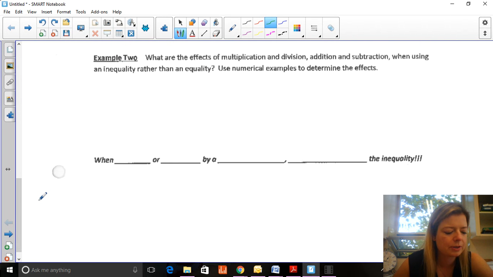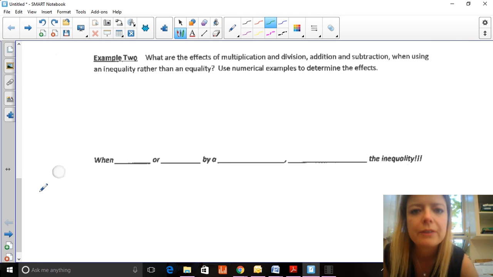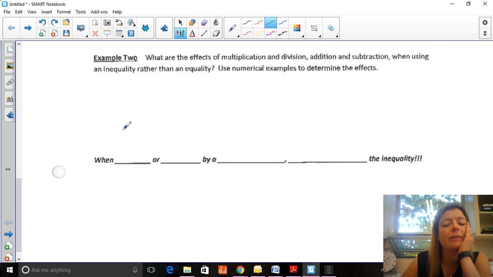Okay, so now what is different solving an inequality versus an equality? Well, you can rearrange for the most part just like over an equal sign except for a couple situations. So what are the effects of multiplication and division, addition and subtraction when using an inequality rather than an equality? Use numerical examples to determine the effects.